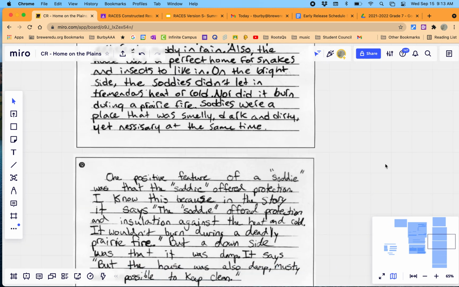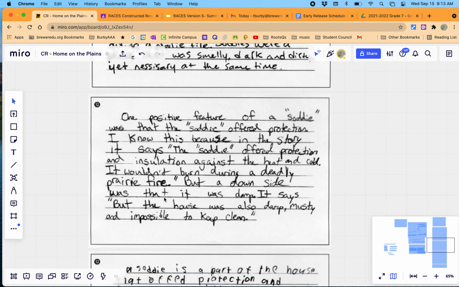So this would be, I wanted to show you what a 3 would look like. What we just wrote was actually a really strong 3. This would be a weak 3. One positive feature of a soddy was that the soddy offered protection. I know this because in the story it says the soddy offered protection and insulation against the heat and cold. It wouldn't burn during a deadly prairie fire. But a downside was that it was damp. It says, but the house was also damp, musty, and impossible to keep clean.